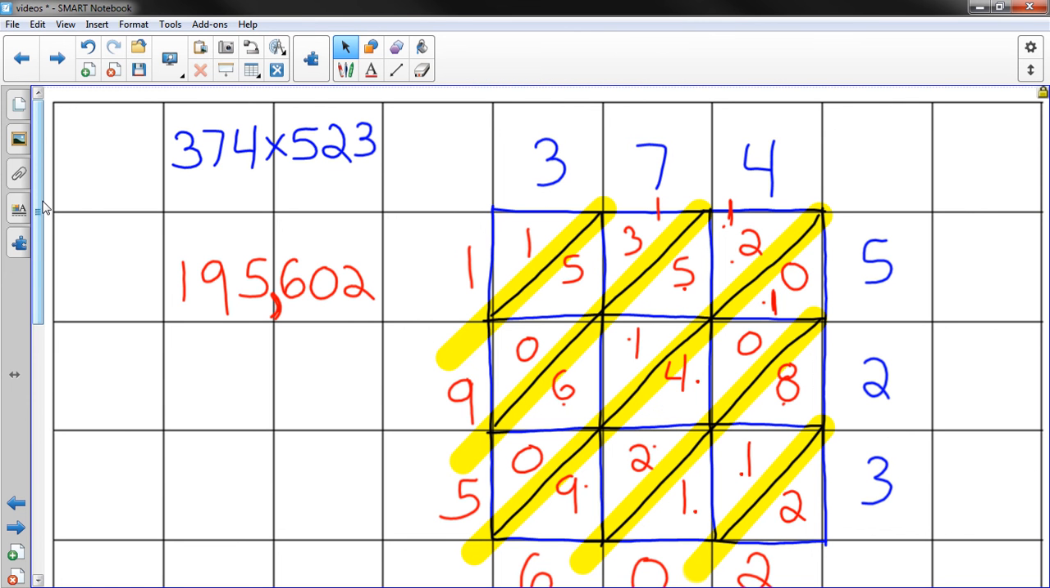So I hope this has been helpful to you. Now you can create your own lattices. If you have questions, please ask.